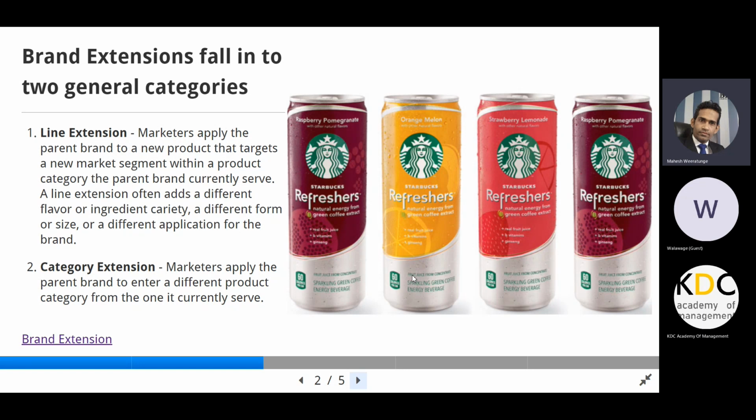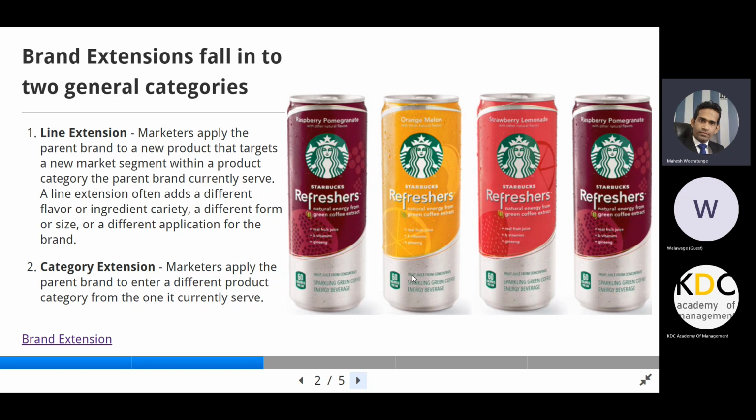This is a category extension. Sorry, line extension. Now, they are catering to a different segment in the same category. This is the drinks, the fruit juice products. Coffee is also a drink, in the same product category but a new market segment. So the product category is drinks: juice, and coffee is also a drink. Energy coffee is also some kind of energy drink, a refreshing drink.